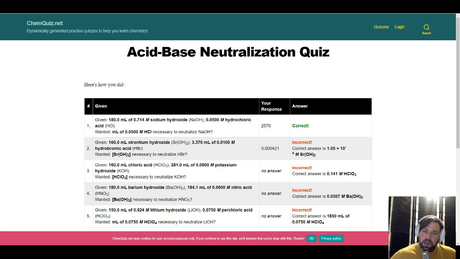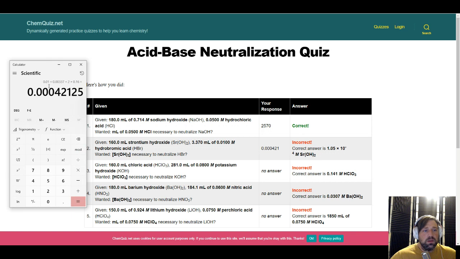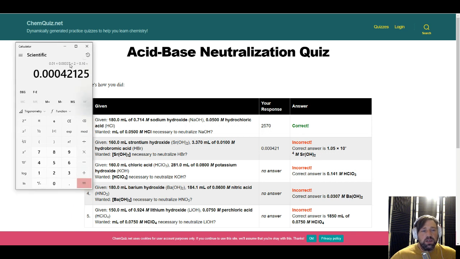Did I multiply by 2 instead of dividing by 2? I should have divided by 2. Yeah, it takes 2 hydrogens to get rid of 1. I put my 2 on the other side. Shoot.